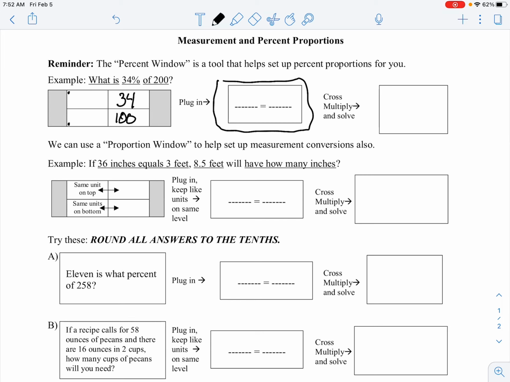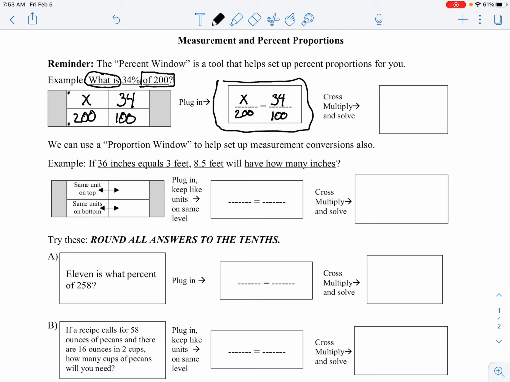So we're searching the problem for one of those. We can see we have of 200 here, so our of number goes in the bottom left, and we don't know what the is number is. That's what we're looking for. So we put a variable up here to represent that we don't know it yet, but we can find it. We can take these numbers and plug them into our ratios because the window sets up the ratios for us. So we're just going to plug in things where we see it: our is number, our of number, our percent, and our 100.